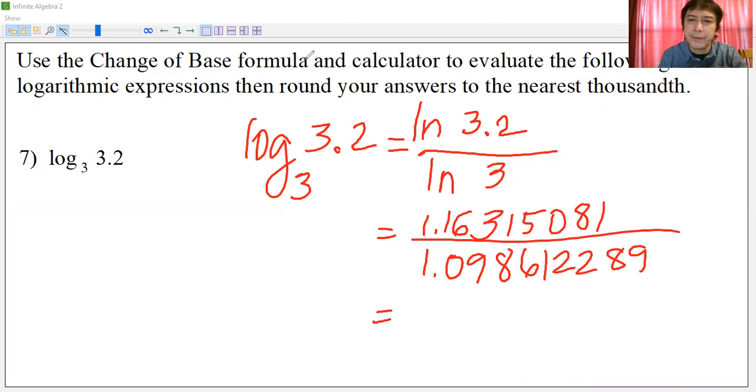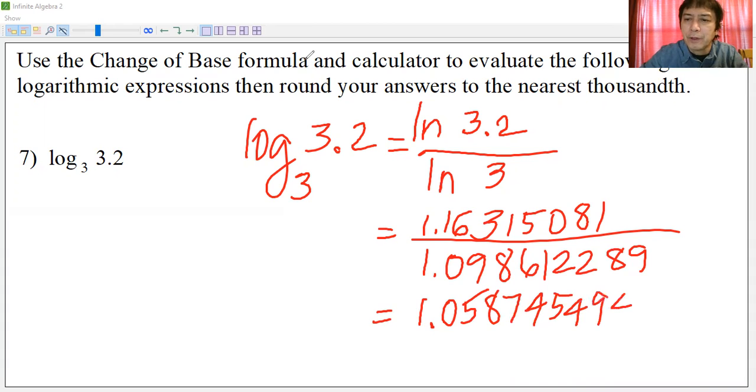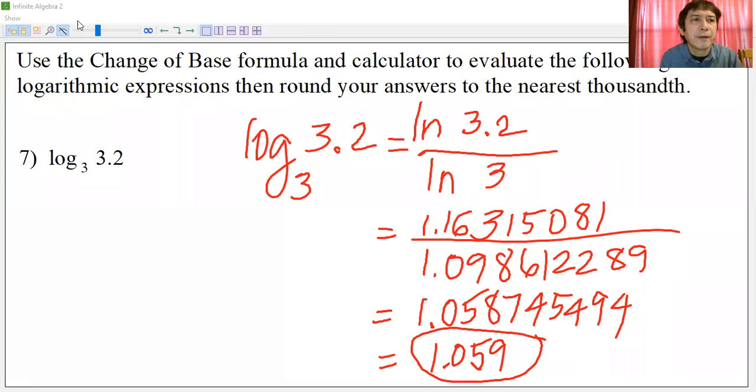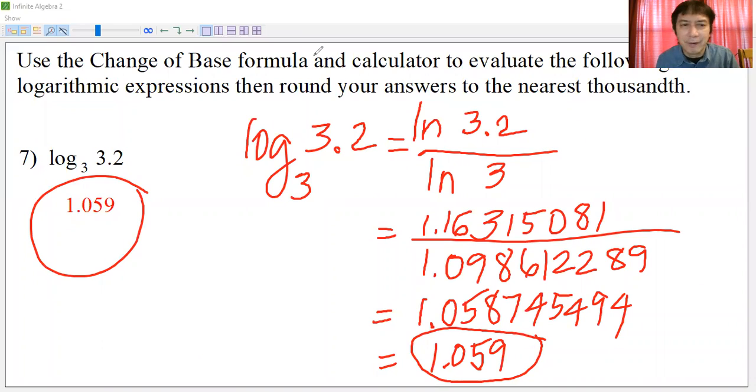So we will just divide this, and we have something like 1.058745494. Rounded to the nearest thousand, this will be 1.059. There. Okay, check and verify. 1.059. There. Okay, so that's 1.059. Well, I can show you the other way of doing it.